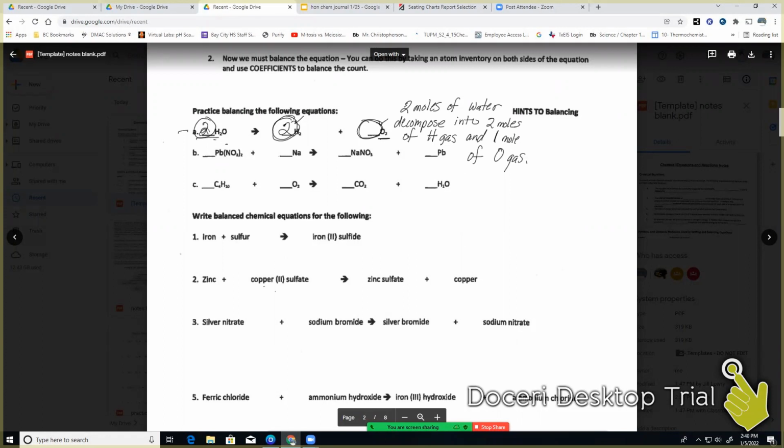All right, sometimes you'll have a polyatomic ion. So here I have a polyatomic ion. That's my NO3. And remember, your polyatomic ions are the ones that are down here on your ion sheet. Those ions that are made of more than one element. So if you have a polyatomic ion, you want to keep it as one unit when balancing.